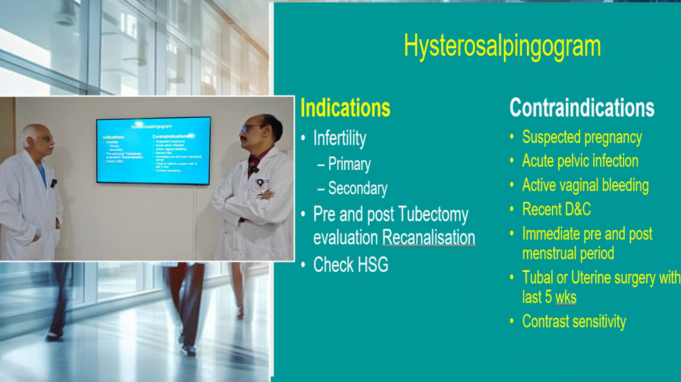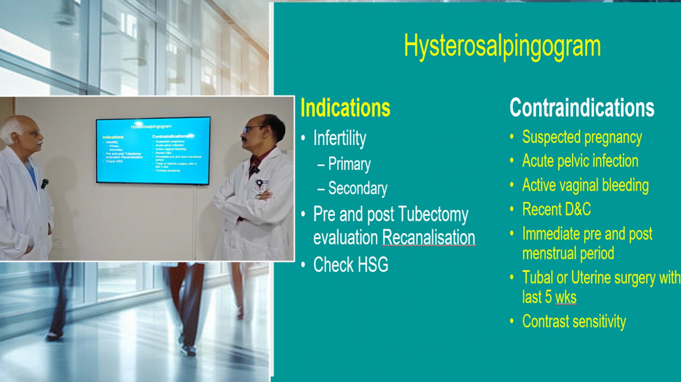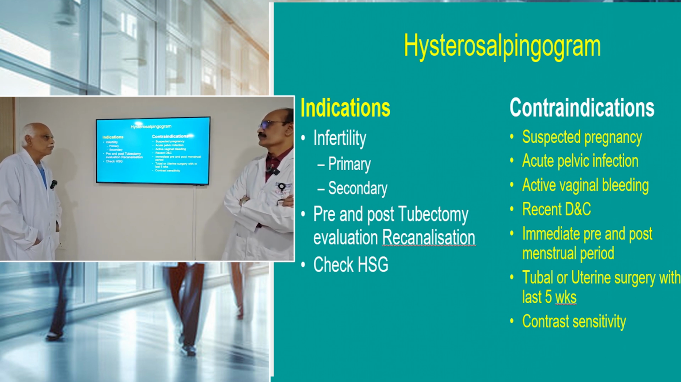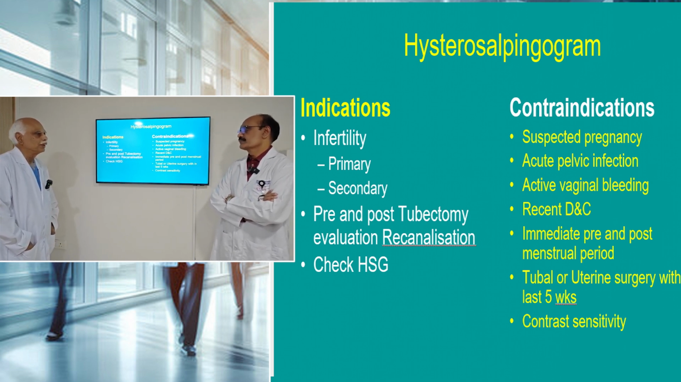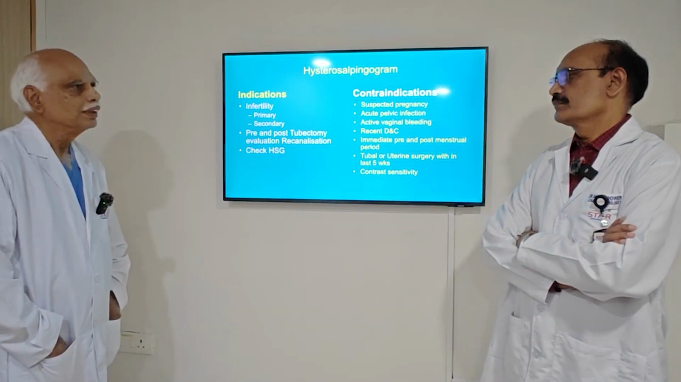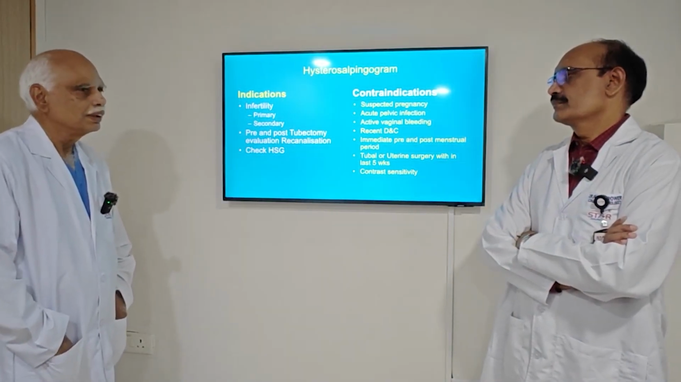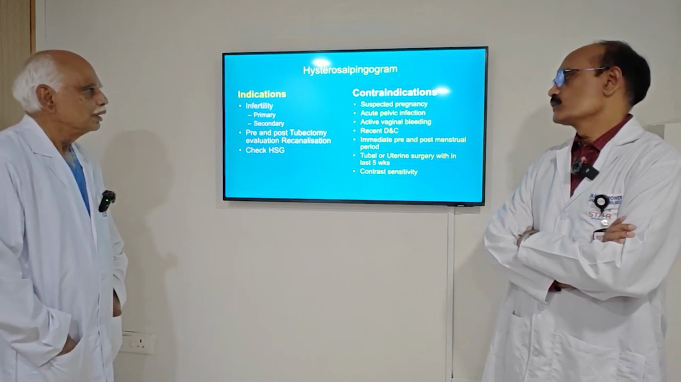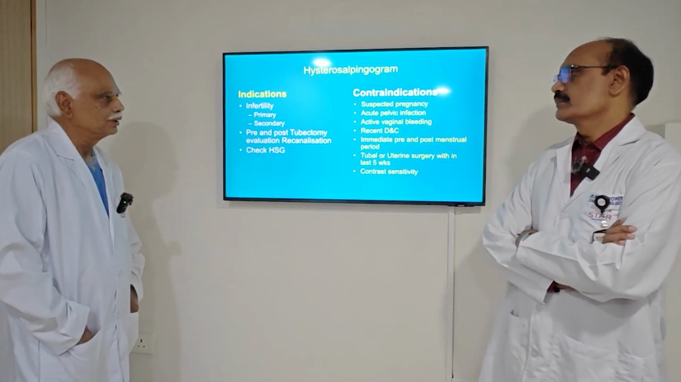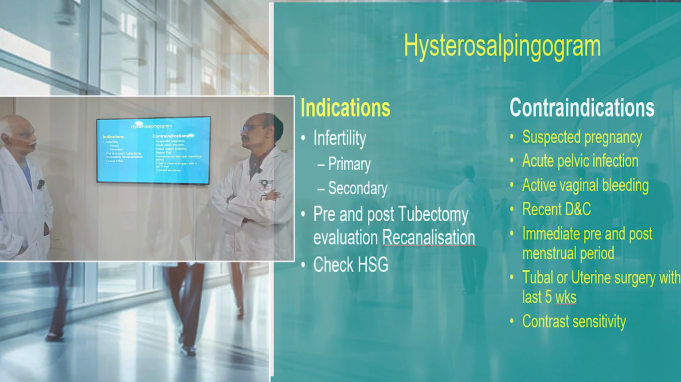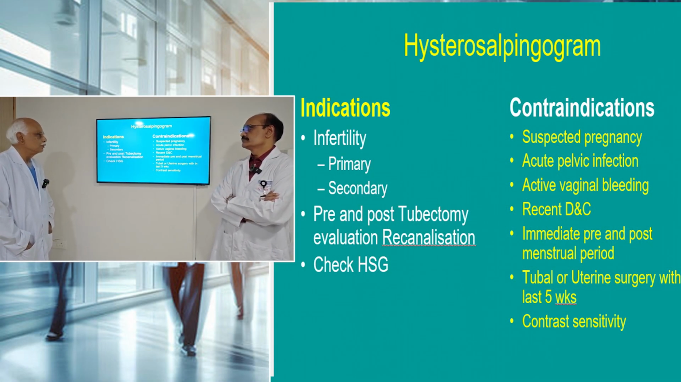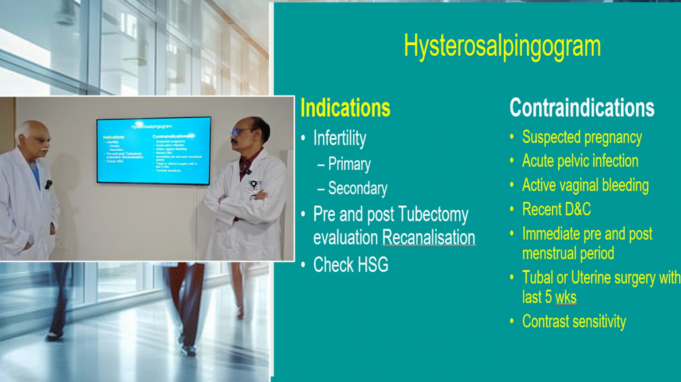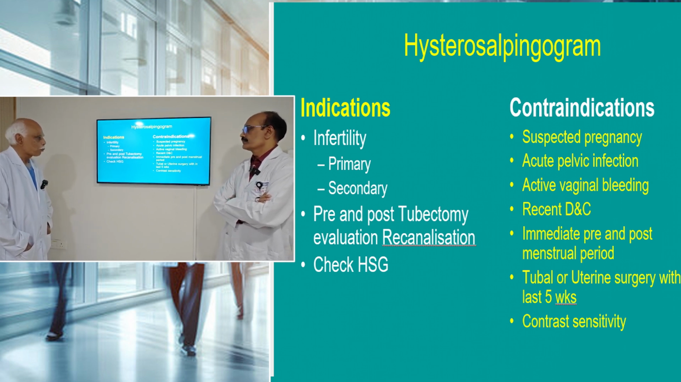So there are some contraindications. Generally, when you suspect pregnancy, there is a rule of 10. The procedure should not be advised around days 11 to 14, because there is a chance of pregnancy. Unless you rule out pregnancy, you should not do a hysterosalpingogram. Also, if there is a history of acute pelvic infection, active bleeding, or recent surgery such as D&C, you should not undergo HSG.